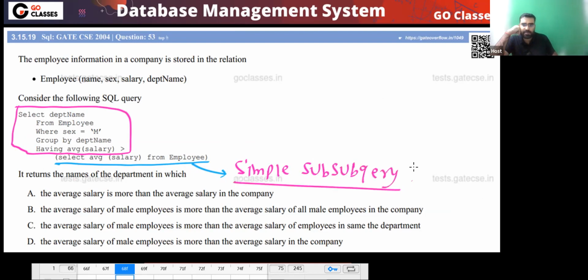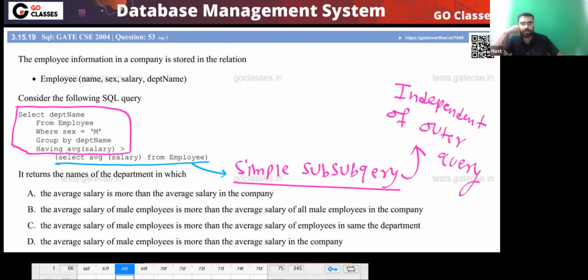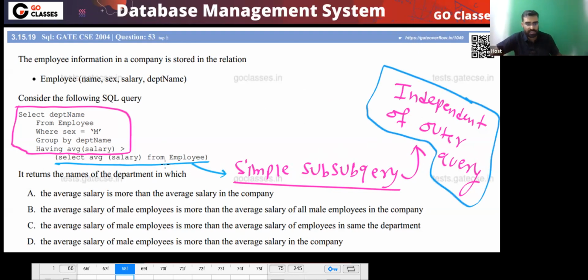And because this is a simple subquery, this is completely independent of the outer query. Okay, you can execute it once initially. So first you can execute this. Is this clear? So this is the first point. You can execute this first, and done with. Okay, then you can remove it.